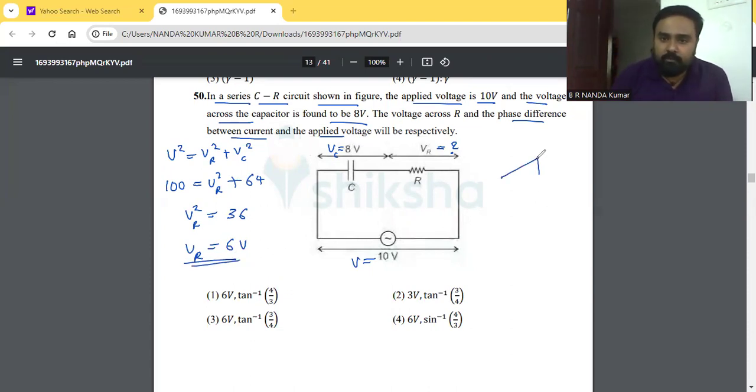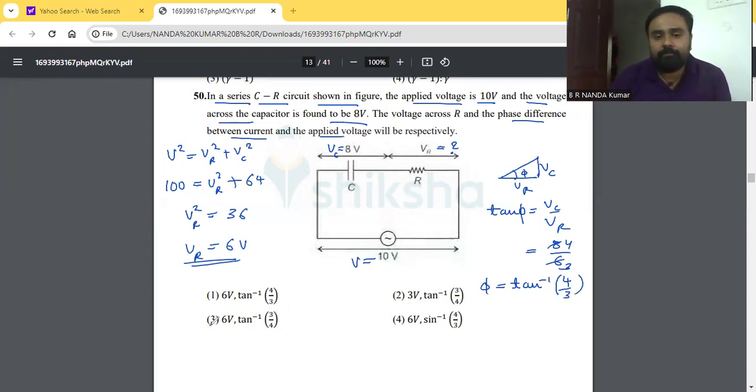And we want the phase difference here. Let us consider the impedance triangle, with the perpendicular VC and the base VR. So tan phi is equal to VC divided by VR. VC is 8 and VR is 6, that is 4 by 3. So phi is equal to tan inverse of 4 by 3. So the right answer is 6 volt and tan inverse of 4 by 3. The right answer is option 1.